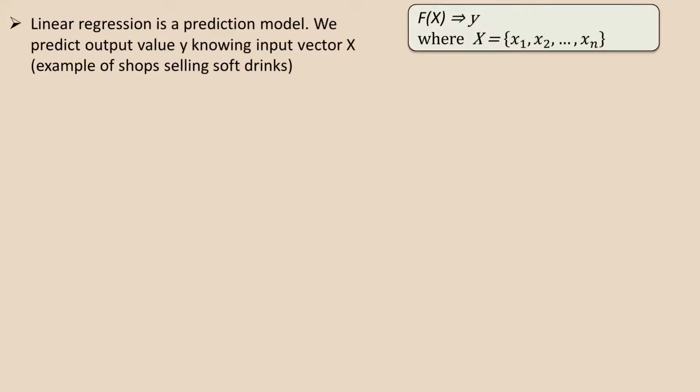Linear regression is a prediction model. The task it solves is to predict some kind of output value y if you know a series of input values x1, x2, etc. xn, or in other words, if you have a multi-dimensional vector x. A practical example of this prediction would be, let's suppose we keep a network of shops which are selling soft drinks. And we want to predict our output value, which is the amount of sales. This would be our y, our output value.